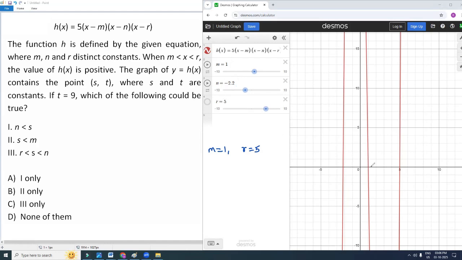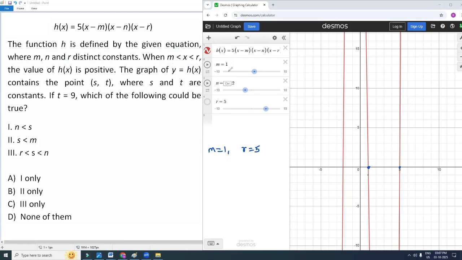In that case, here we find the graph between 1 and 5 again below the x-axis, that is h of x is negative. So when you take a value for n to the left side of m, h of x is negative for this interval of values of x.